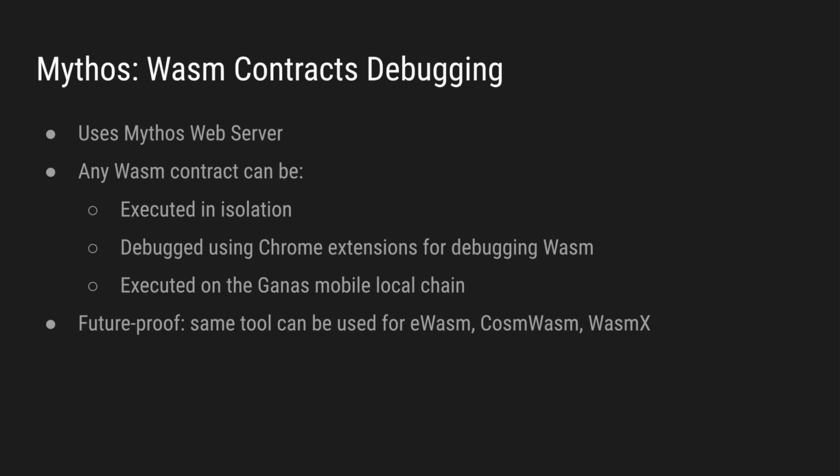This debugger will be used by our Mythos chain and made accessible from our decentralized web server. Any developer will know all the available tools from the chain itself. More, aside from the contract debugging in isolation and integrating Chrome extensions for debugging WASM, with this tool, contracts can be executed in our Ganas wallet on its own mobile local chain. And we are preparing this tool for any WASM contracts, be it eWasm, CosmosWasm, or our own flavors of WASMX.